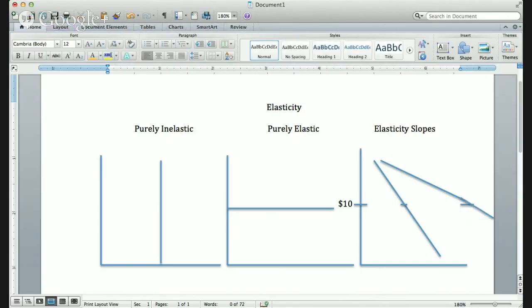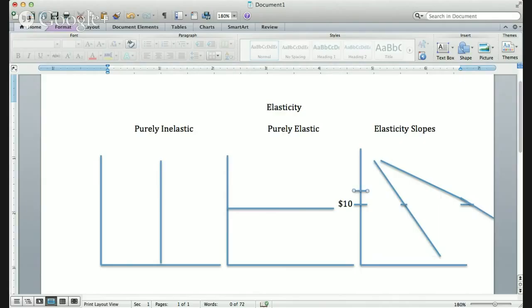Okay, so as we get $10, now here's what happens. Let's say we increase the price by $1. So we change the price by $1, so now we're here at 11. So we're going to mark our 11. Notice what happens. So there's our $11.